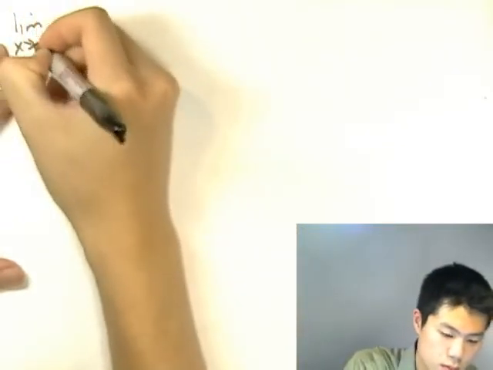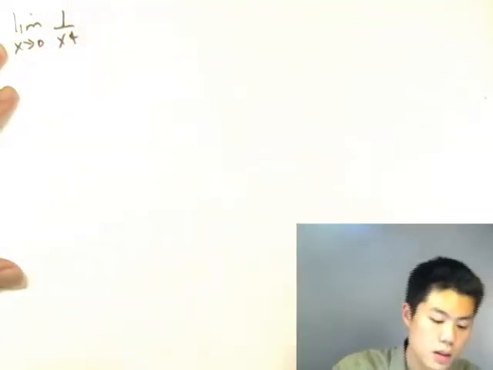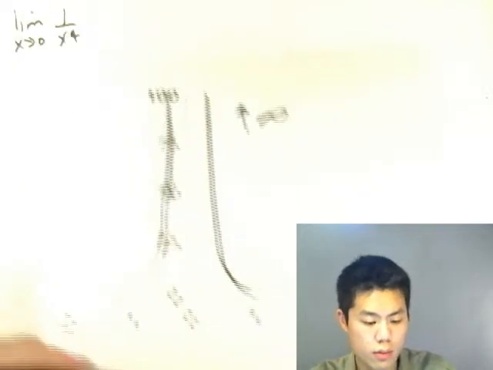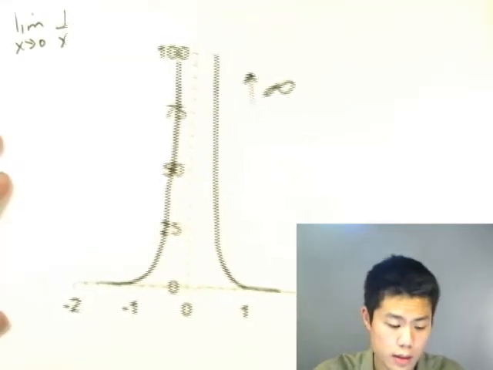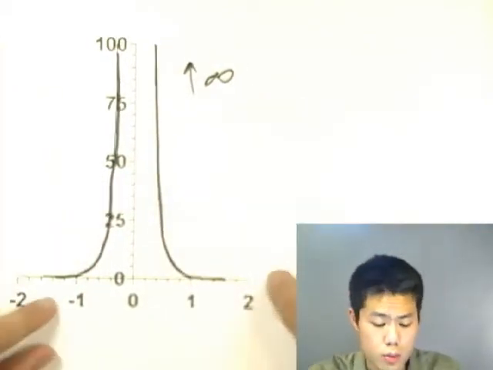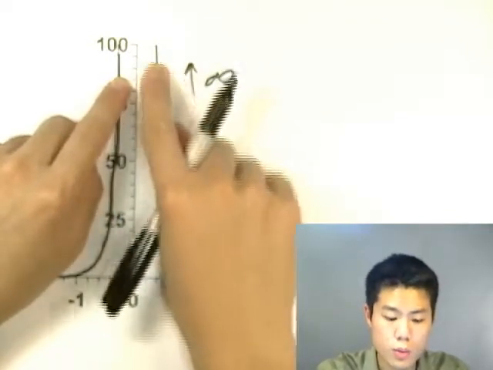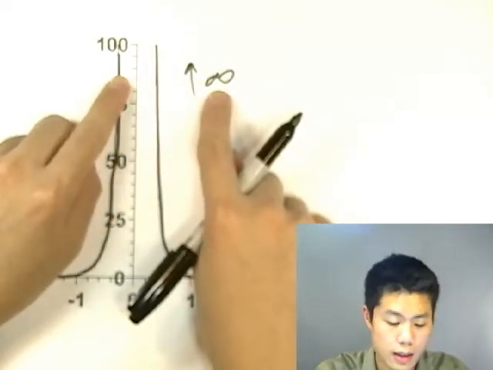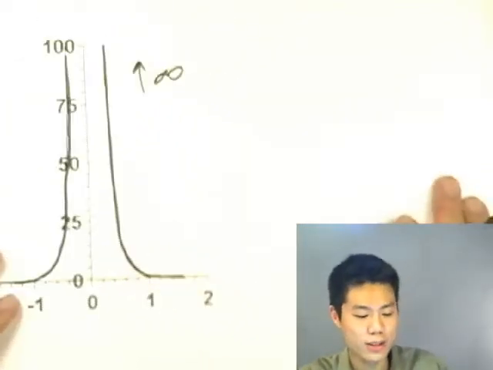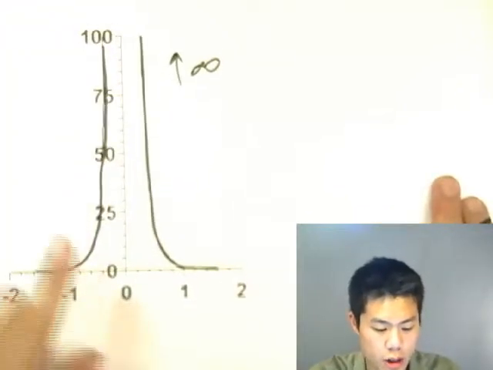Okay, and let's try another example. Let's try the limit of 1 over x to the 4th as x approaches 0. We draw a graph here, we get this. And you can see that as we come in from the left or from the right, we go to infinity and beyond. So it blows up. The function blows up as we get closer to 0.